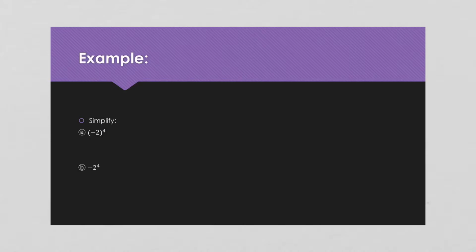On this page, this is one of those major ideas in math that mess people up for whatever reason. So on part A, what I want you to realize is that because the negative is inside the parentheses, that means we are taking negative 2 times itself 4 times. So negative 2 times negative 2 is positive 4. Positive 4 times negative 2 is negative 8. Negative 8 times negative 2 is positive 16. So when you have an even number of negative signs and they're multiplying, your answer will be positive.